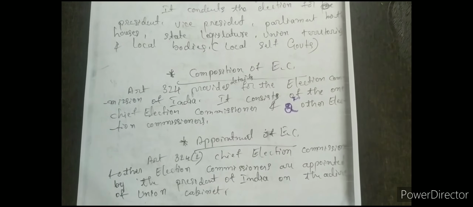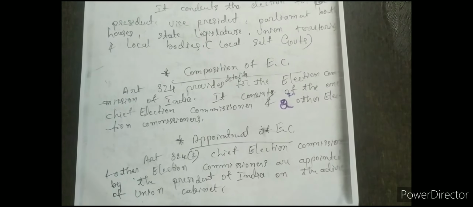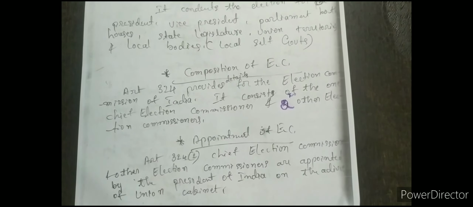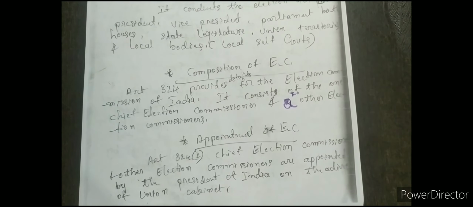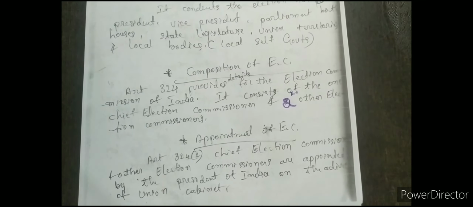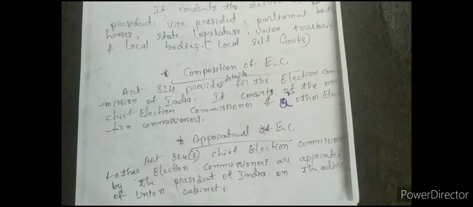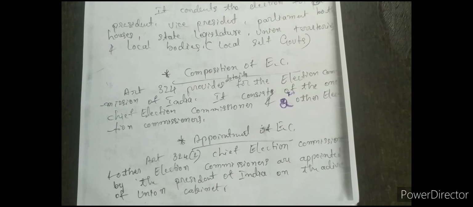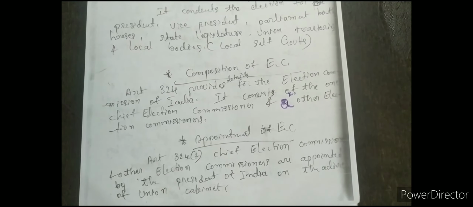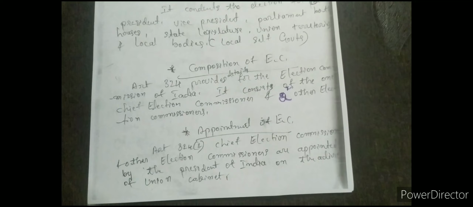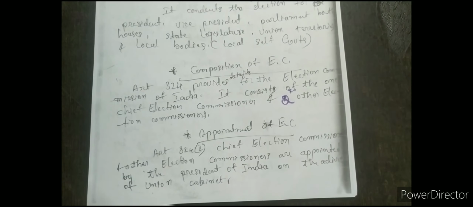Next, the composition of the Election Commission, that is, how many election commissioners it consists of. Article 324 provides details for the Election Commissioners of India. It consists of one Chief Election Commissioner and 2 other election commissioners. Total 3 election commissioners are present in the Election Commission of India. The present Chief Election Commissioner is Rajiv Kumar.